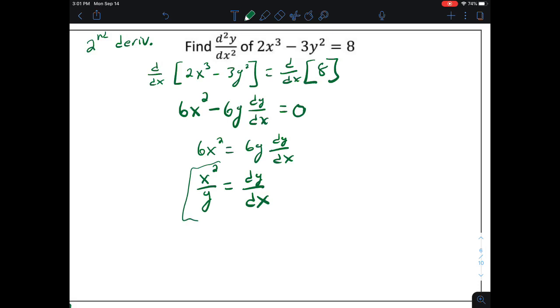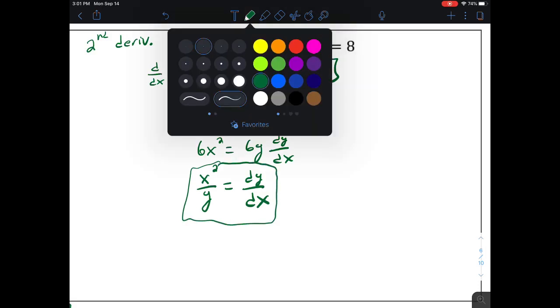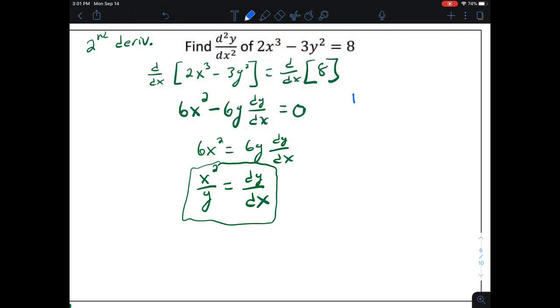There's the first derivative. To find the second derivative, we're going to do the derivative of the first derivative. So we need to take the derivative with respect to x of x squared over y. And see, if I do it to the left, I do it to the right. And that's going to give me, my right-hand side would be d squared y over dx squared, which is nothing more than the second derivative of y with respect to x.